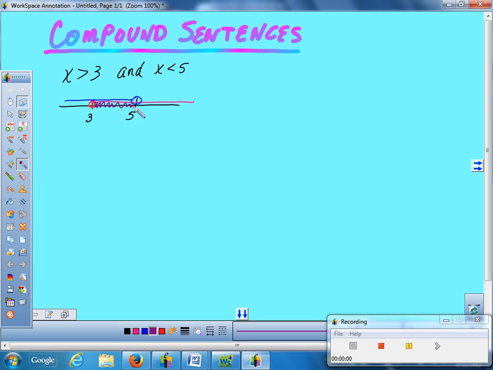And has to be where they cross or intersect. The actual mathematical definition of and is an intersection. So if you have a problem that has an and in it, you have to find where the two different inequalities are crossing or overlapping.